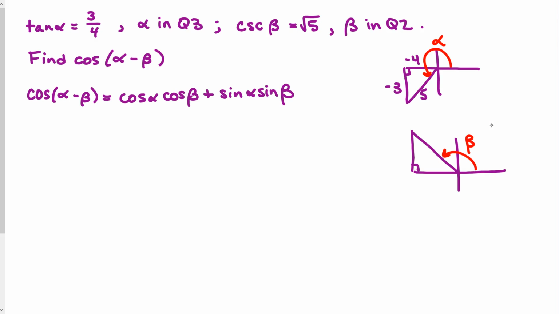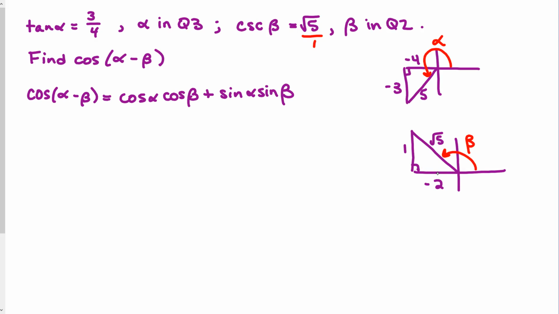And if we're told that the cosecant is square root 5, we can turn that into a fraction by making it square root 5 over 1. And cosecant is hypotenuse over opposite. So let's put the square root 5 on the hypotenuse and the 1 on the opposite. Then we're going to use the Pythagorean theorem, and we end up with 2 for the adjacent. And you need to put a negative on there because we're going left.